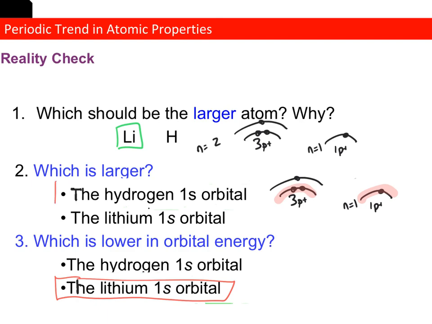I don't think we answered question number 2. We said it verbally, but we didn't actually draw the answer. So in summary, hydrogen has a larger 1s orbital because it has a smaller effective nuclear charge, but in number 3, lithium has a lower orbital energy because it's closer to the nucleus, because it has a higher effective nuclear charge.